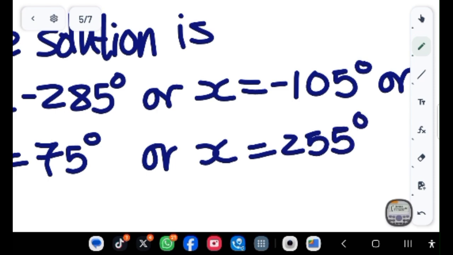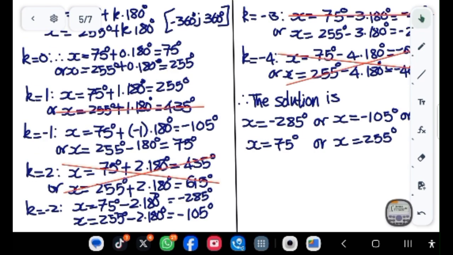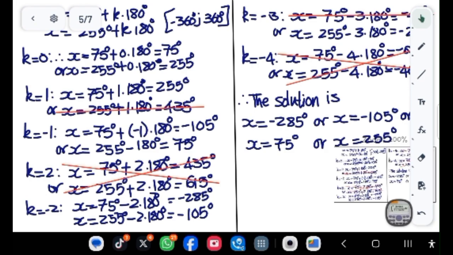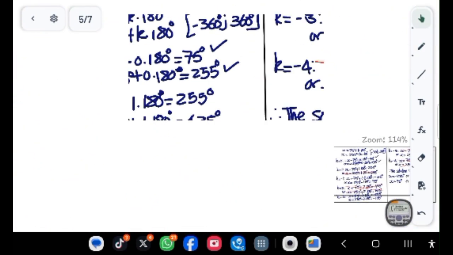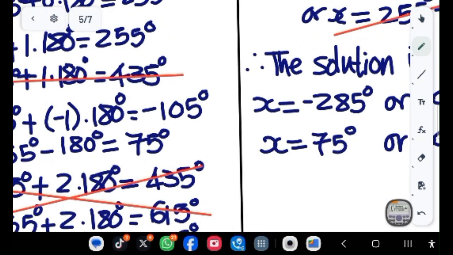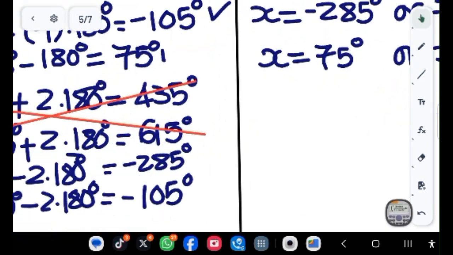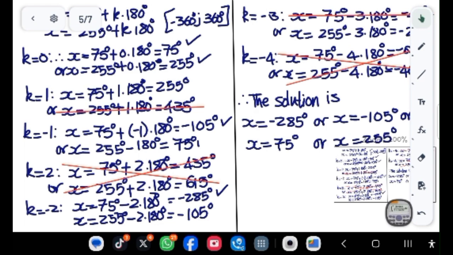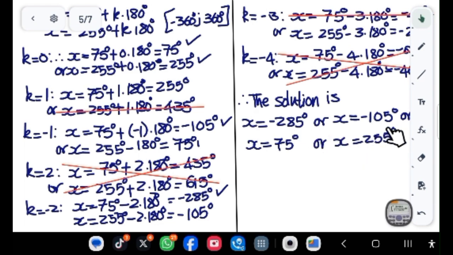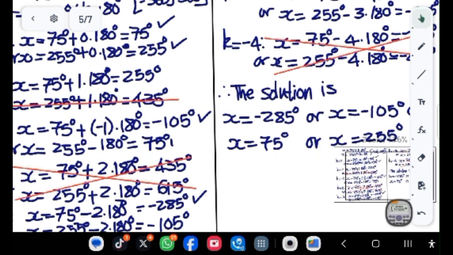Make sure you note those that are repeated. Okay, so it's 75, 255. Okay, we've got that. Negative 105. Okay, 75 has already been chosen, and then we've got negative 285. So it goes from negative 285, negative 105, then 75, and then 200.